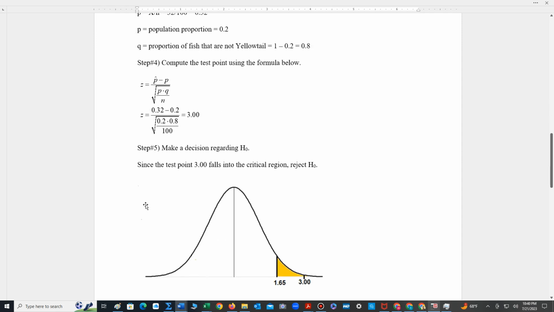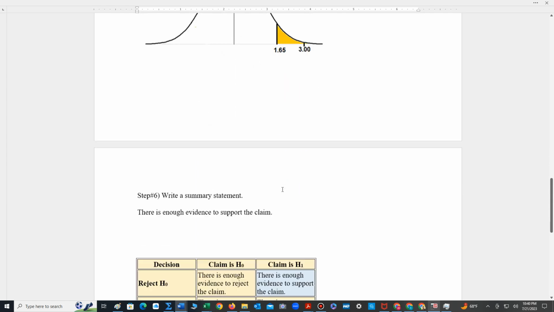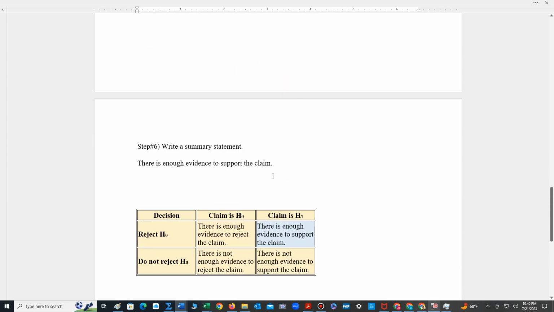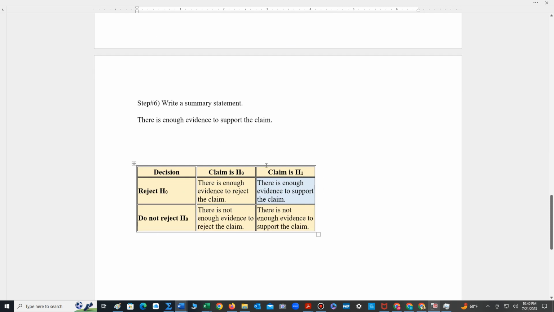Now we make the decision. We compare 3 to the critical value. It will be to the right, thus the test point falls in the critical region. That means we reject H naught. Remember, the test is always to reject or not reject H naught. We finally summarize. We can use this little table to help guide us. The claim is H1. We rejected H naught, so we say there is enough evidence to support the fisherman's claim. Thanks for watching the video.